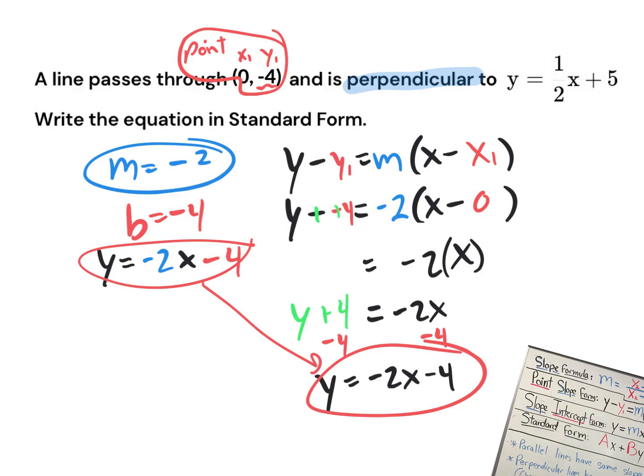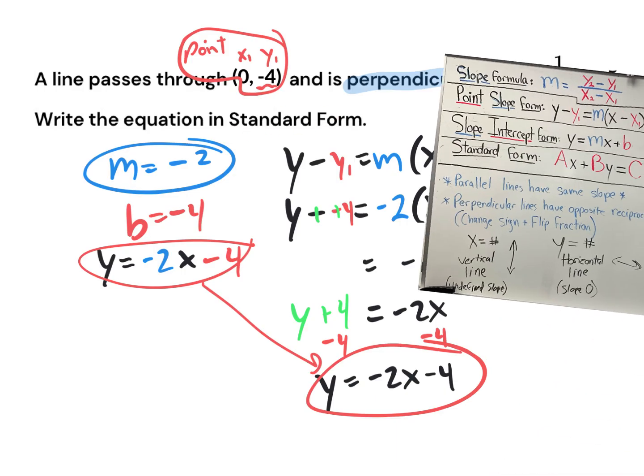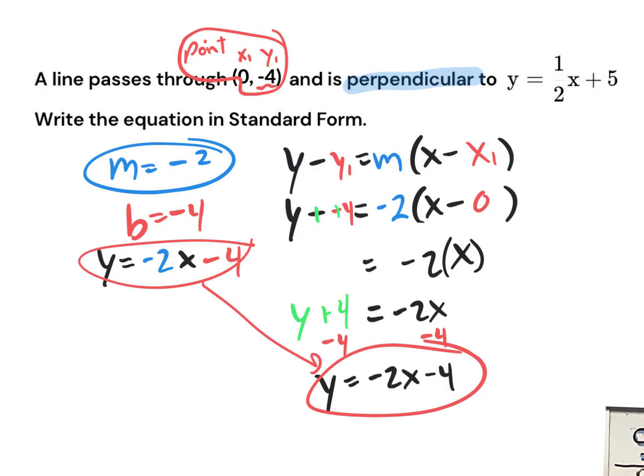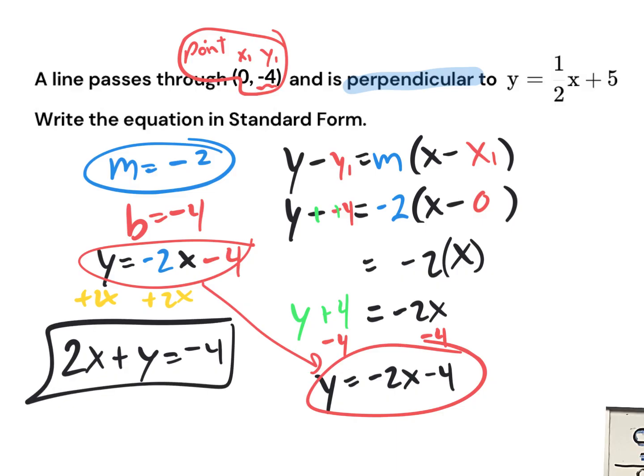And now to get it in standard form, because that's what they're asking for, standard form, if you look at it, is ax plus by equals c. You want your x's and y's on the left side of the equal sign. So that's what we're going to do. We're going to move the x's and y's to the left. The y's already on the left side. We're just going to move that -2x by adding 2x. So here's your standard form equation: positive 2x plus y equals -4. So there's the answer that you're supposed to type in.